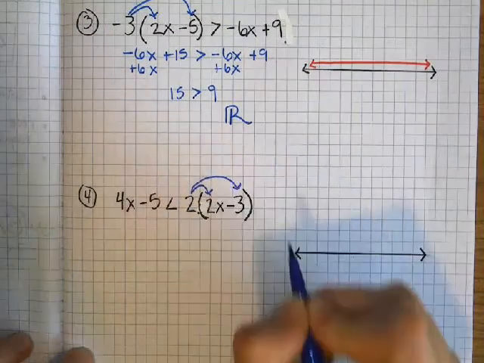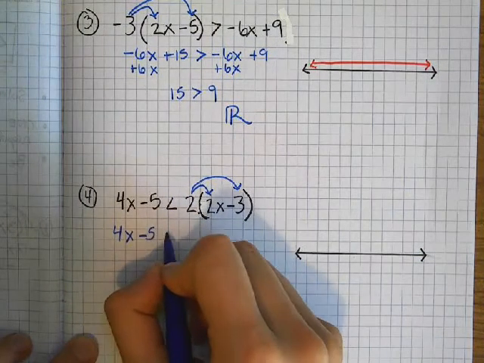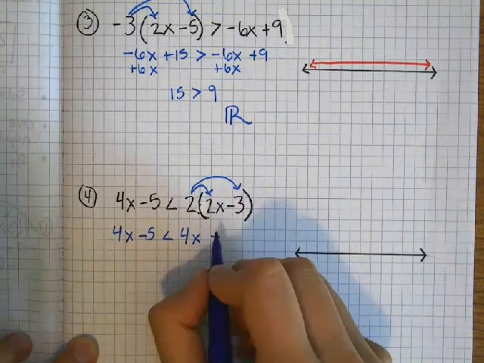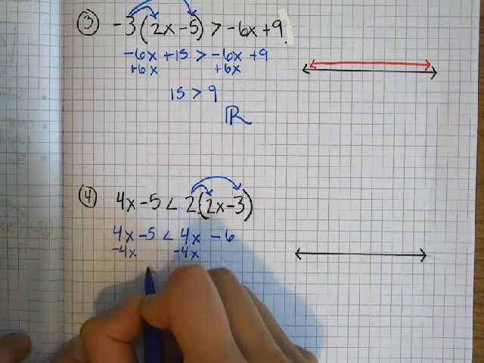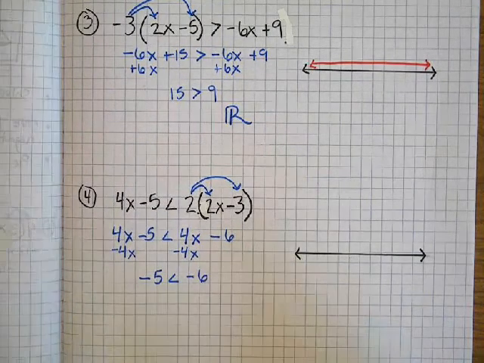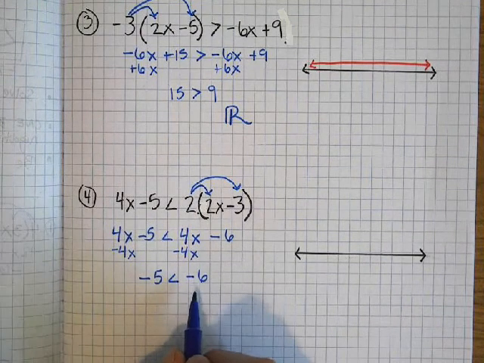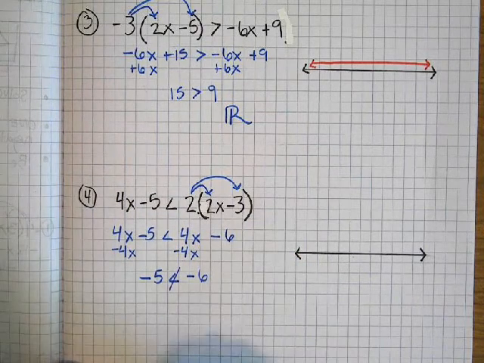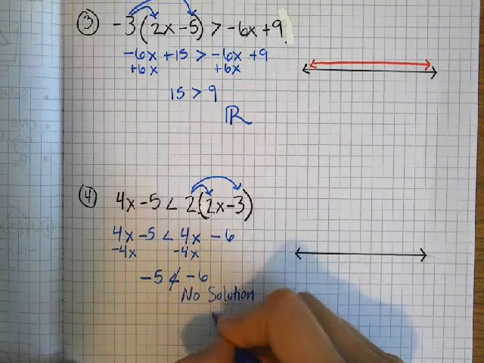All right, and number 4, I need to distribute over here. Hopefully, as soon as we see parentheses, we know that we should be distributing. And I've got 4x minus 6. I've subtracted 4x from both sides. And here I've got -5 is less than -6. Now this is where it gets tricky because negatives can kind of mess us up a little bit. But -5 is not bigger than -6. This is not true. So I like to put a line through that, and this would be no solution.